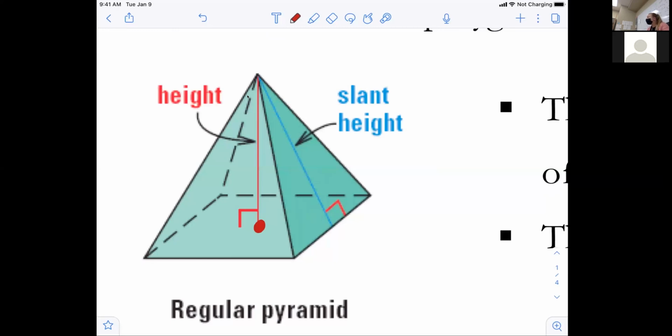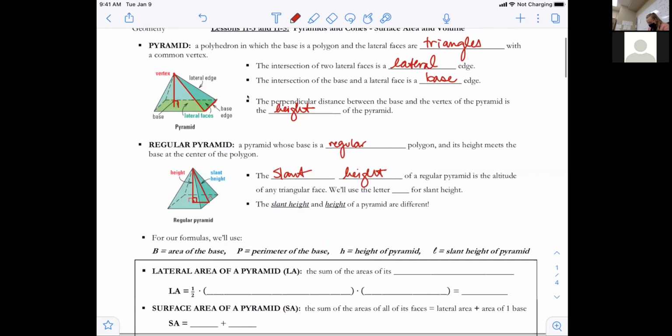What we're going to do in a little bit is connect it, and we're going to know what this distance is. And then I've got a little right triangle right here that's going to help me find one of the distances that I don't have. So I'm kind of just previewing us. We're going to get there eventually, okay? The slant height and the height are different.